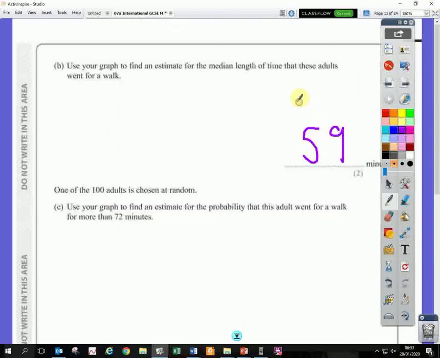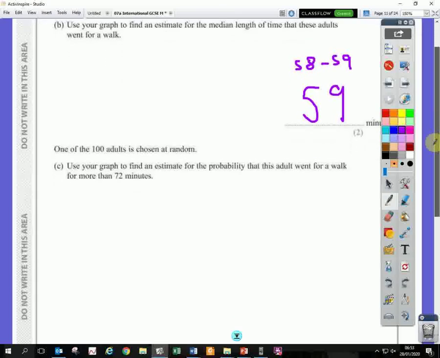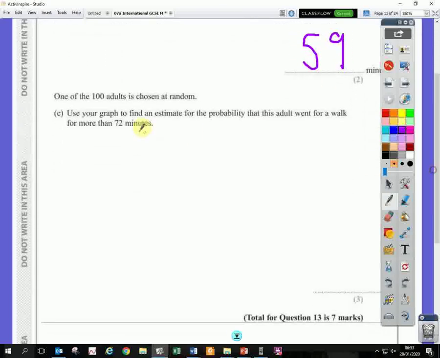They're quite strict on this. Okay, they accept either 58 or 59. Okay, 58 to 59. If you end up with an answer 58.5, that's also fine.